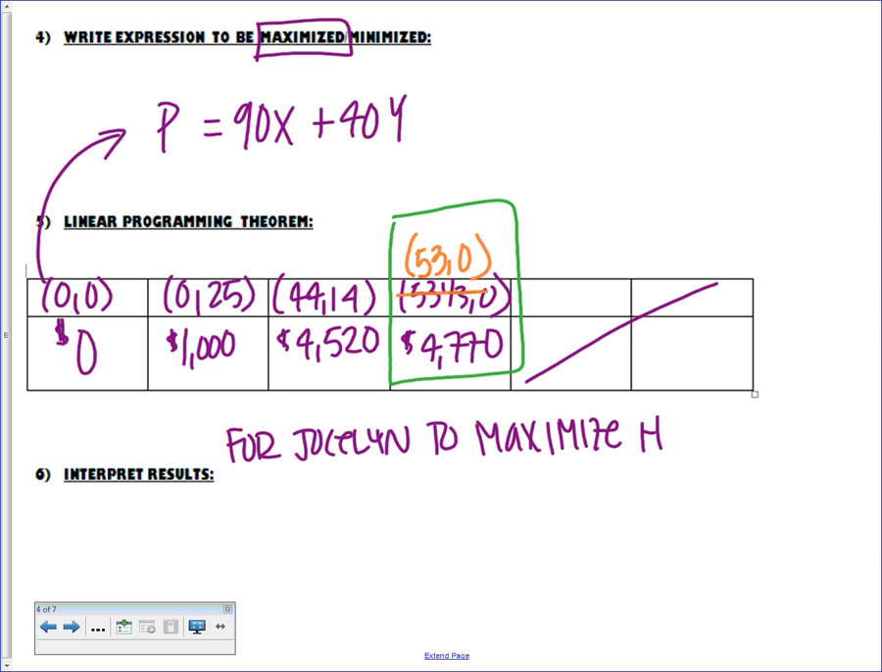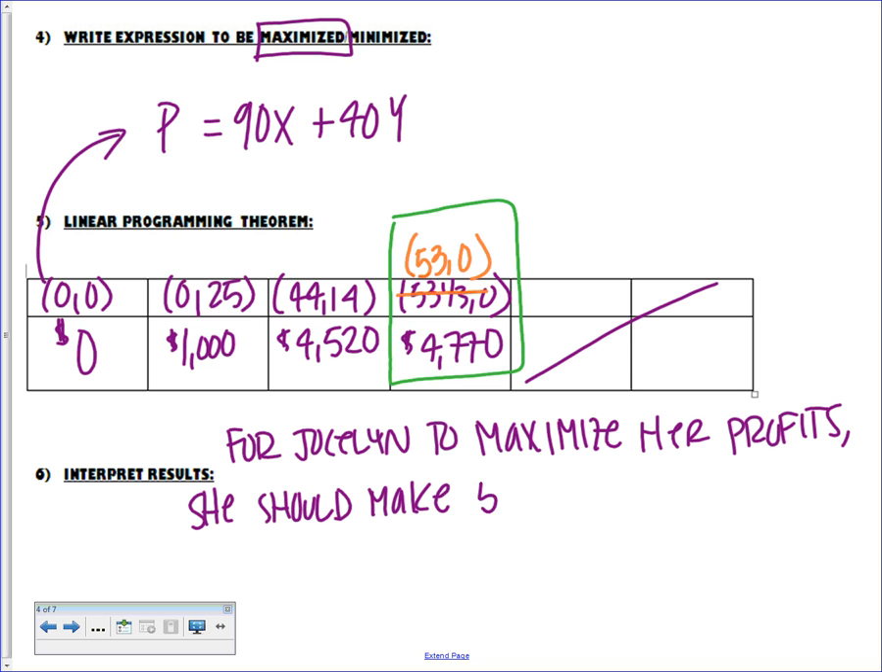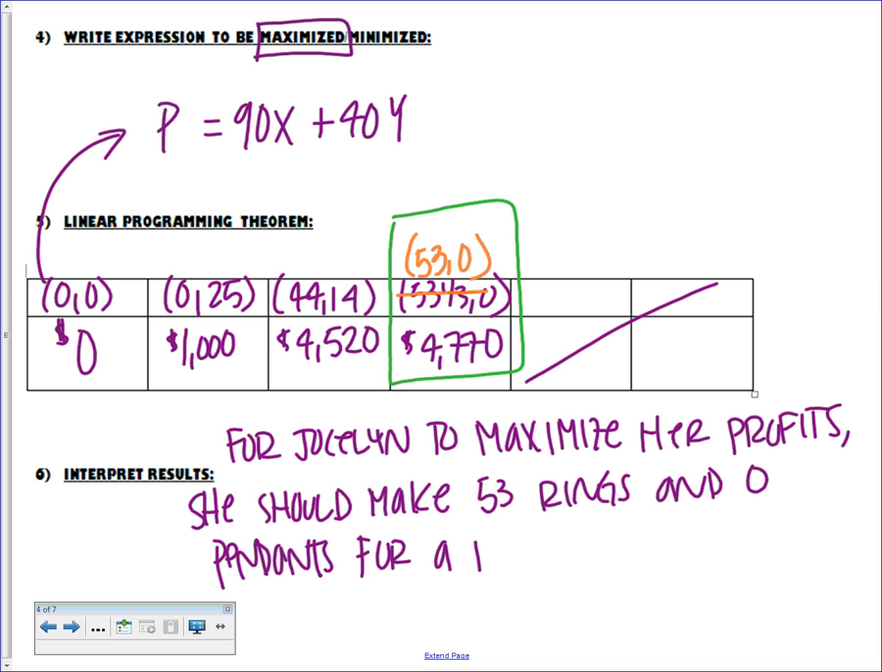to maximize her profits, because that's what we're talking about, she should make 53 rings and 0 pendants for a profit of $4,770.